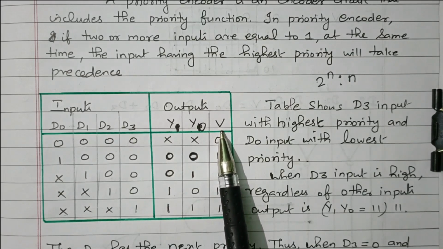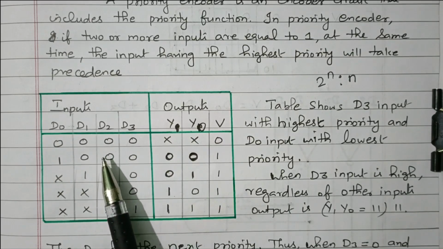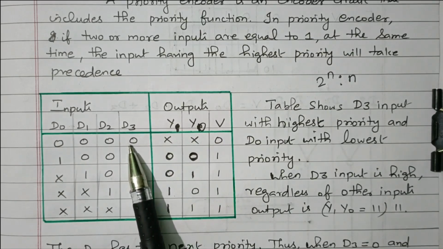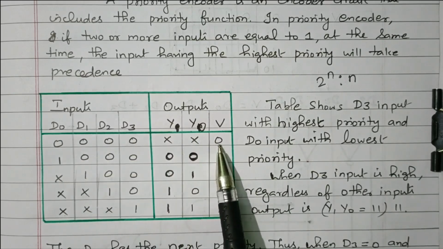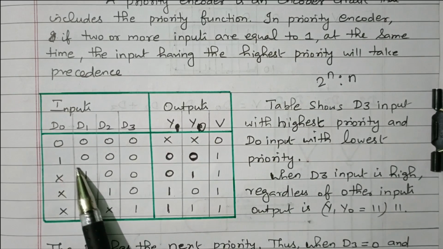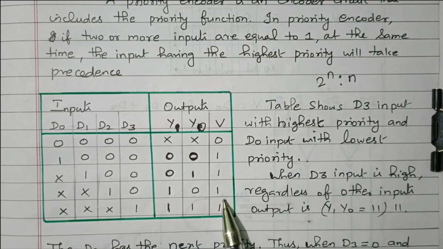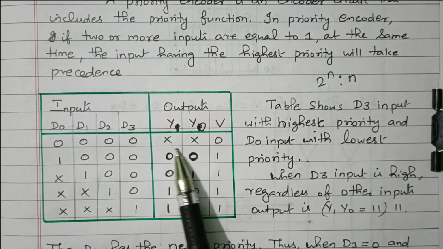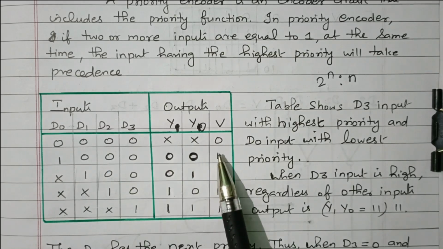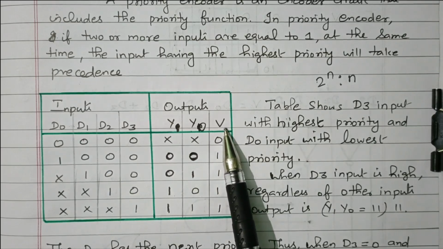This verification is used to check whether all inputs are 0 or at least one is available. If all are 0, the circuit will not produce any output because there is no priority, so this V is also 0. If at least one is there, only then will this verification output be high. Otherwise, if all are 0, the circuit produces no output. So to verify if all are 0 or at least any one is available, we are using the term V.